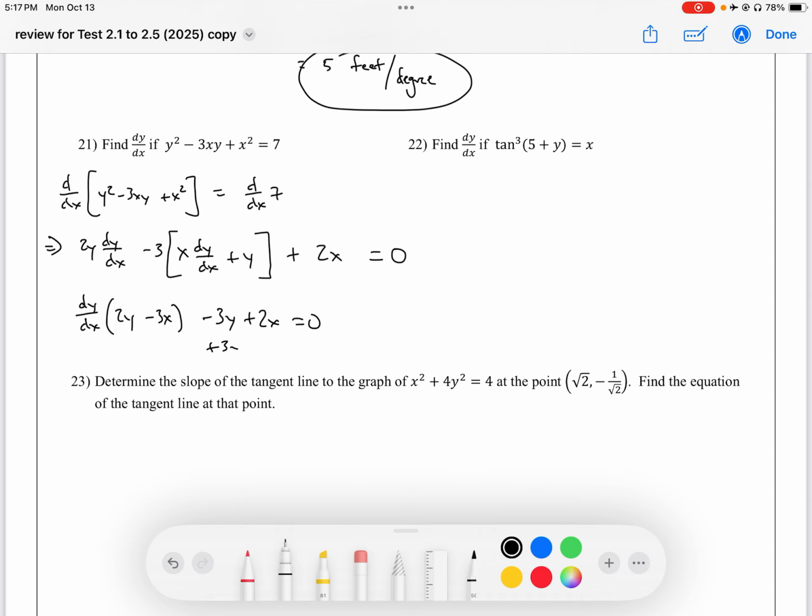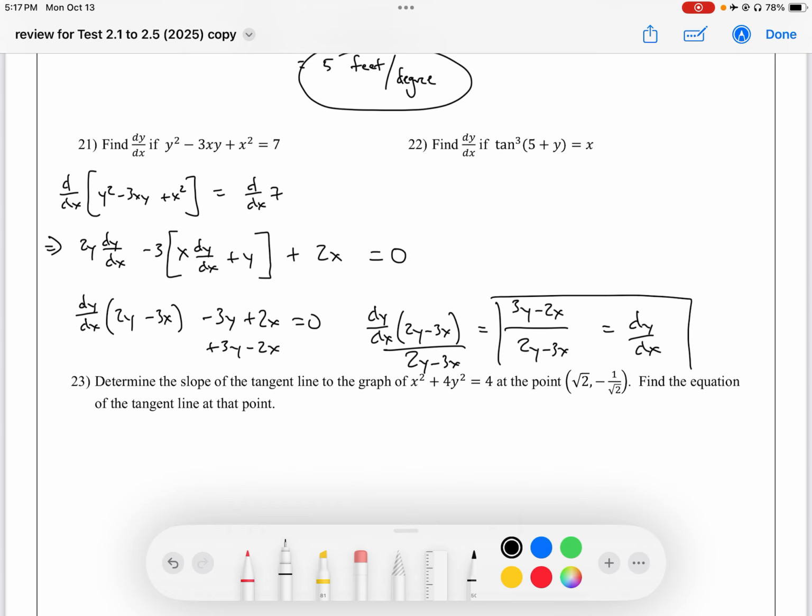So I'm going to add 3y and subtract 2x from both sides, and I'm going to get dy/dx times (2y minus 3x) is equal to 3y minus 2x. Then I'll divide both sides by 2y minus 3x. My notation here is a little bit messy, but that ends up being my dy/dx: 3y minus 2x over 2y minus 3x. I just kind of ran out of room. So that's what we would end up with there.